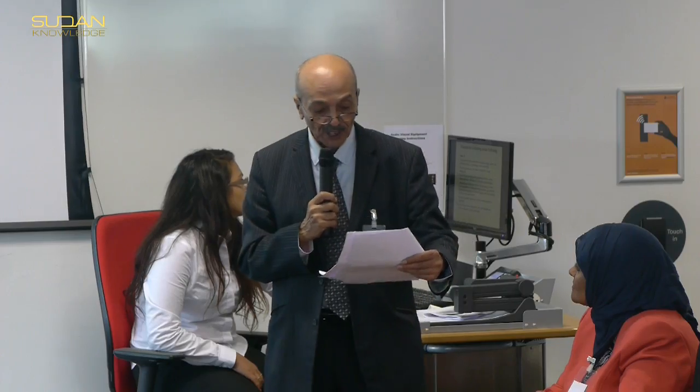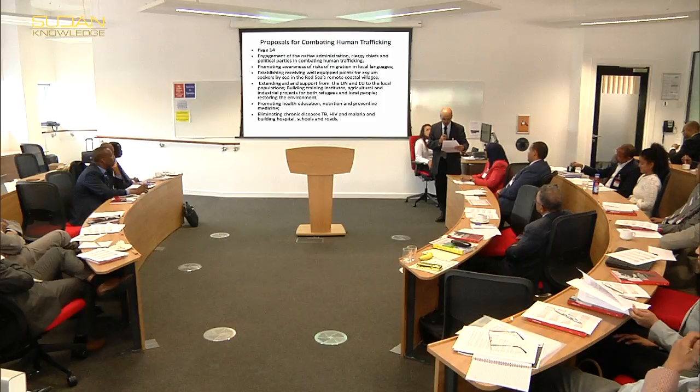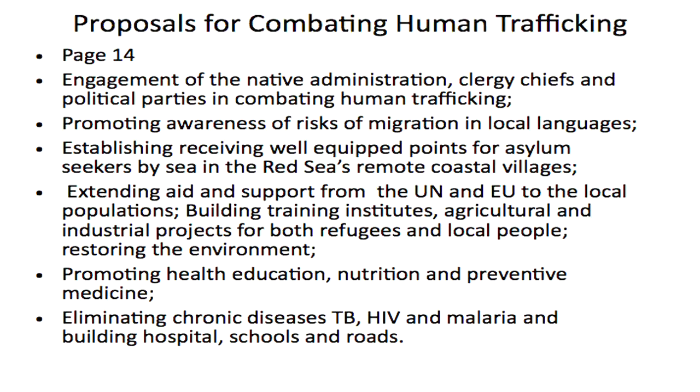I think for the proposals, as I said, to solve this problem: engage the native administration, clergy, chiefs, and political parties in combating human trafficking; establish well-equipped receiving points for asylum seekers by sea in the Red Sea's remote coastal villages; extend aid and support from the UN and EU to the local population; build training institutes and agricultural and industrial projects for both refugees and local people; restore the environment; promote health, education, nutrition, and preventive medicine; eliminate chronic diseases, TB, HIV, and malaria; and build hospitals, schools, and roads. Thank you very much.